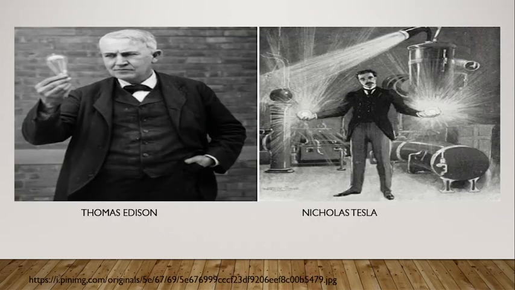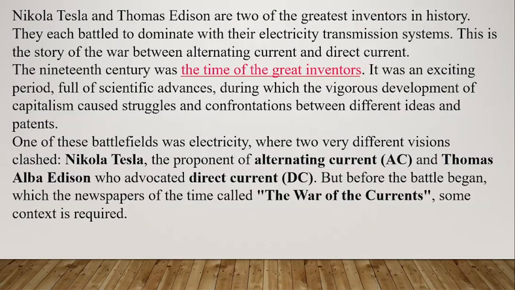Let me introduce two really famous persons, Thomas Edison and Nikola Tesla. Here you can see their pictures. Nikola Tesla and Thomas Edison are two of the greatest inventors in history. They each battled to dominate with their electricity transmission systems. This is the story of the war between alternating current and direct current.